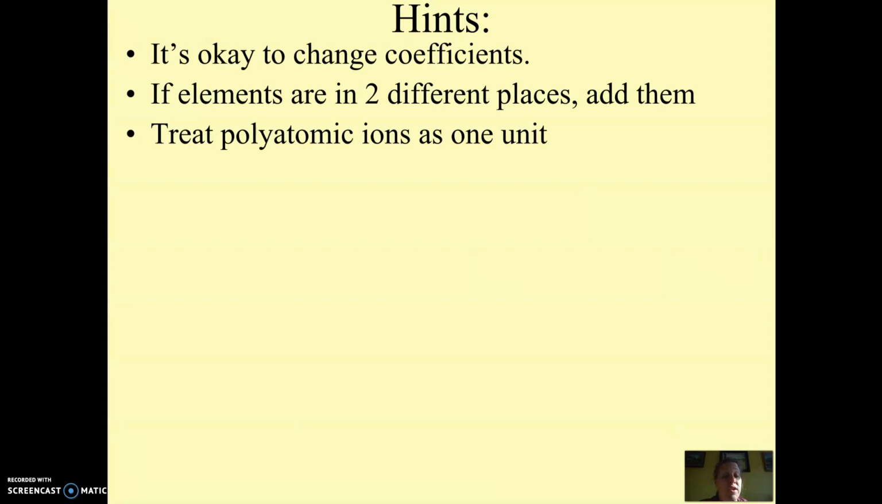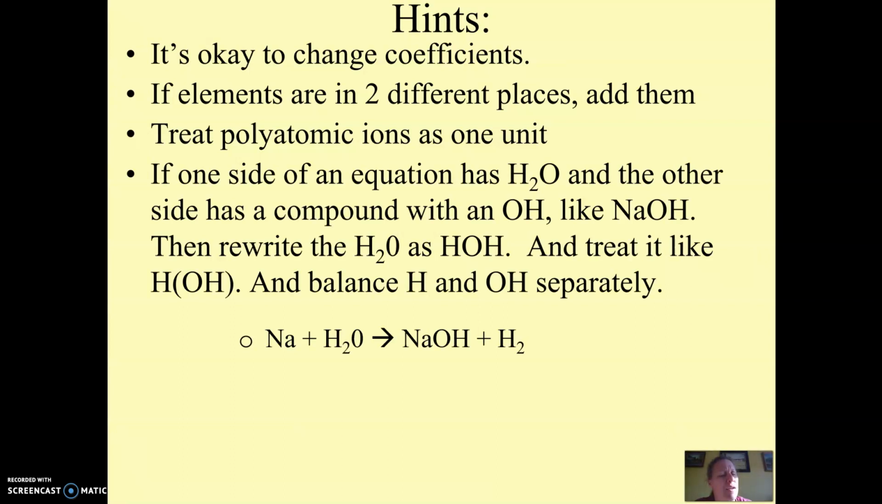Treat polyatomic ions as 1 unit. That was doing the SO4 as 1 thing. Now this one, I'll have one question like this. It's really long and wordy, but one side of an equation has a water, and the other side has an OH plus an H2. Well, you think of water as HOH and treat it like one H and one OH, because your H's and OH's are separate over here. So if you think of this as one H and one OH as two separate things, that's what you do. So to balance this, what would my list be?